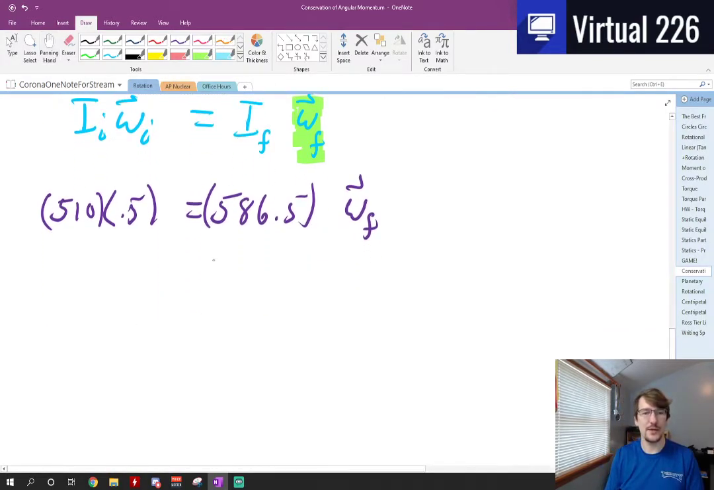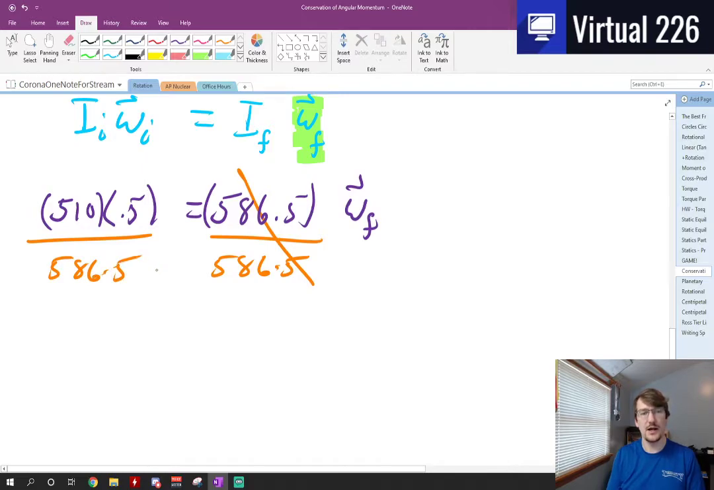This isn't too bad mathematically. We just need to divide by the 586.5 on both sides. The units of moment of inertia will cancel out, leaving us with just the units of an angular velocity, which is what we have. So let's just math this out real quick. 510 times 0.5, or divided by 2, and then divided by 586.5 gives us a number.